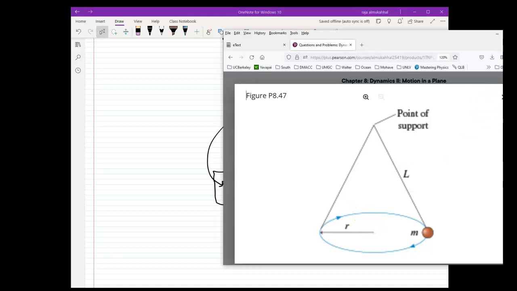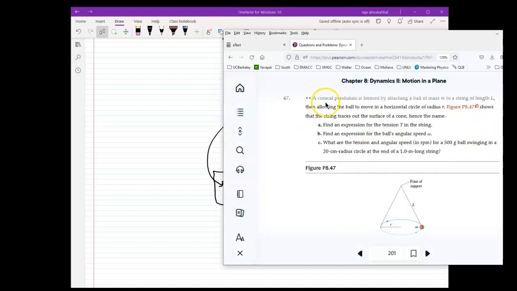All right, so what did it say? He says a conical pendulum, they call it circular pendulum or conical because it looks like it takes the shape of a cone. But I think circular pendulum is more common. Anyway, so a conical pendulum is formed by attaching a ball of mass M to a string of length L, then allowing the ball to move in a horizontal circle of radius R.